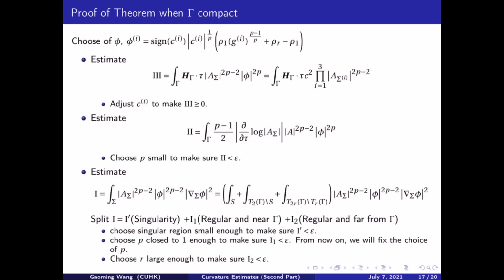For the last region, it can be controlled by c r squared over r to the 2p. Using the quadratic area growth condition, by choosing r large enough, we can still make sure this integration is small. Combining these estimates here, we can conclude that A should vanish. This will contradict that all of sigma i are non-flat.